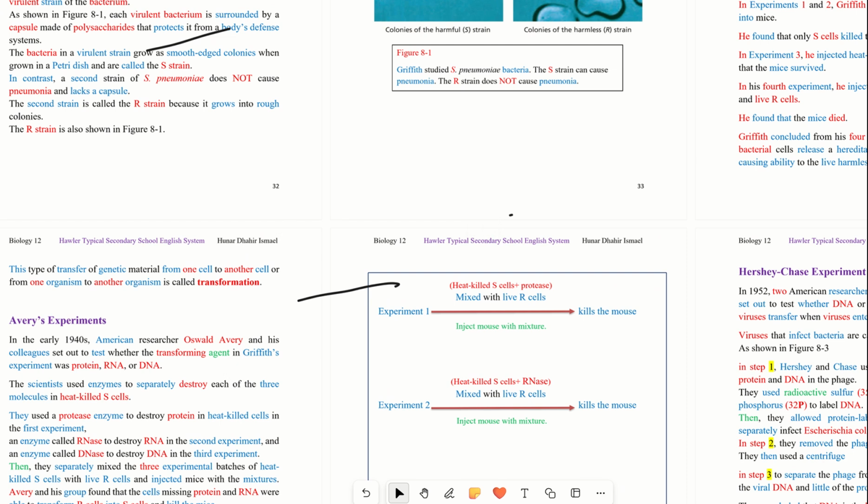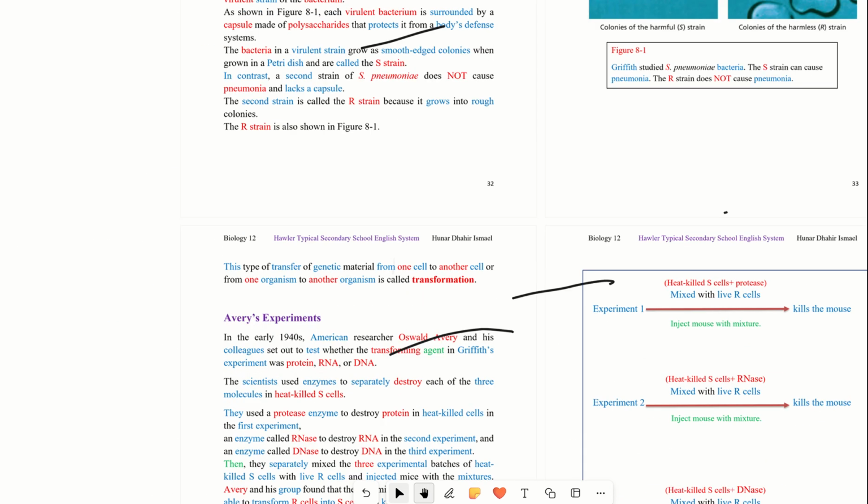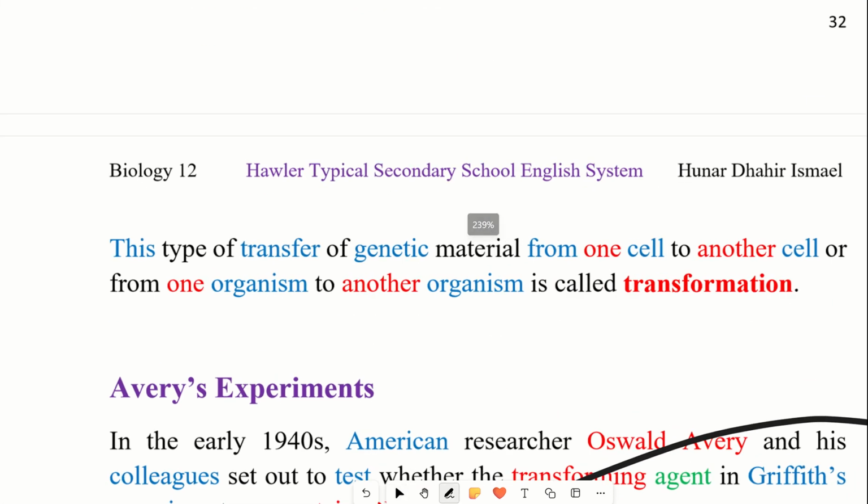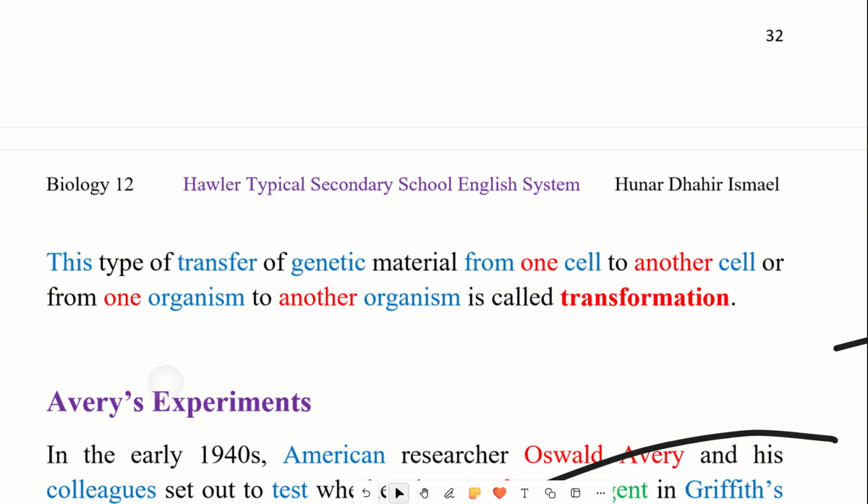This type of transfer of genetic material from one cell to another cell, or from one organism to another organism, is called transformation. Transformation happened, not transfusion. So what is transformed? How did this transformation happen? This is what gives the conclusion.